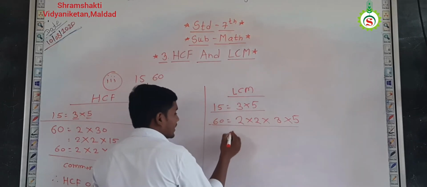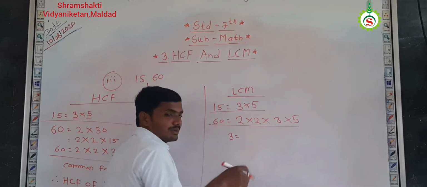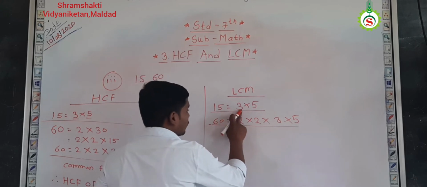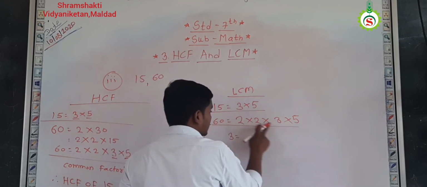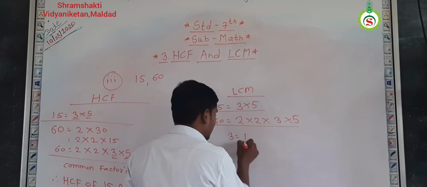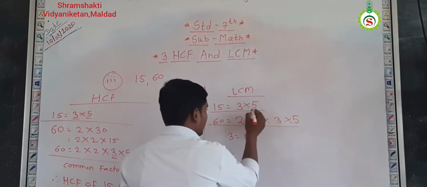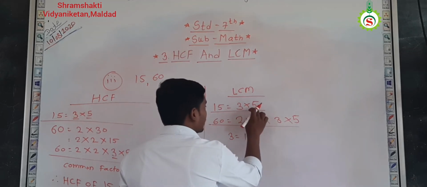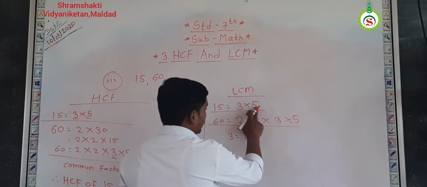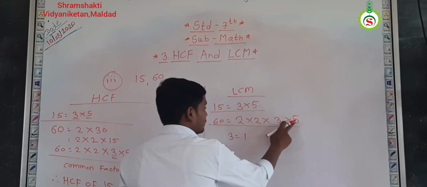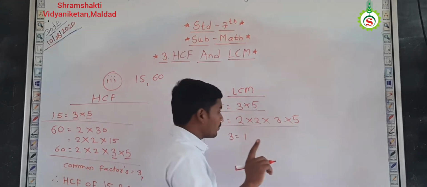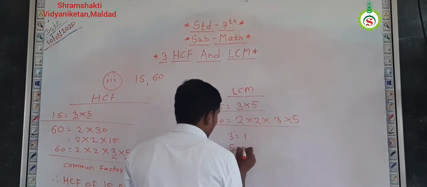So first factor is 3. How many maximum times does 3 occur? Here only 1 time, and in the factors of 60 only 1 time. That means 3 occurs maximum 1 time. Now 5 occurs maximum how many times? Only 1 time in 15, and in the factors of 60, 5 also occurs maximum 1 time. That means 5 also occurs 1 time.